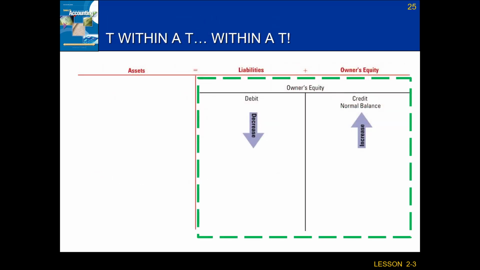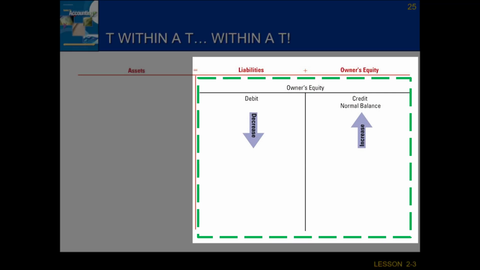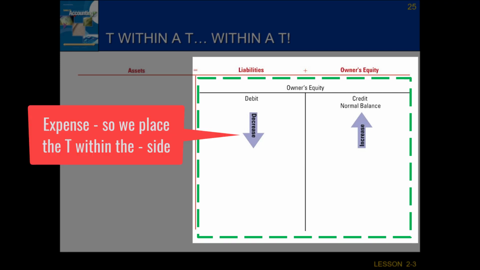So again, we have our little green line where we're focusing just on the right side now of the accounting equation. Expenses are a decrease to owner's equity. So we're going to place our new T within a T on the decrease side. So I'll drop that T in there, and then I'm going to give it the account title. So whatever it is, expense. Debits are always on the left, credits are always on the right.